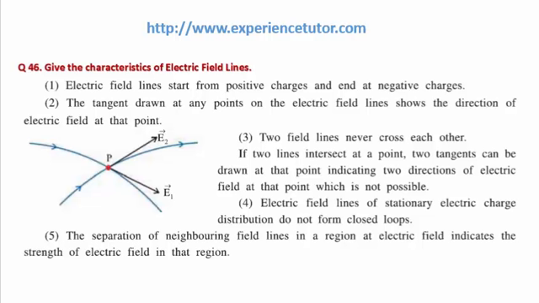Fourth, electric field lines of a stationary electric charge distribution do not form closed loops. Fifth, the separation of neighboring field lines in a region of electric field indicates the strength of the electric field in that region.